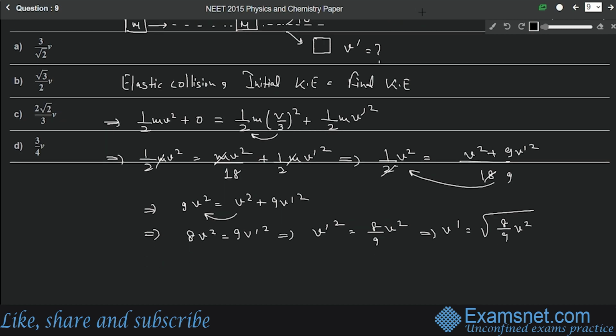So on solving this, what do we get? v dash is equal to 2 root 2 by 3 v. Okay, thus under root of this is 2 root 2 by 3 v. So the v dash, that means the speed of the second block after elastic collision, will be 2 root 2 by 3 v. That means option C will be the correct answer.